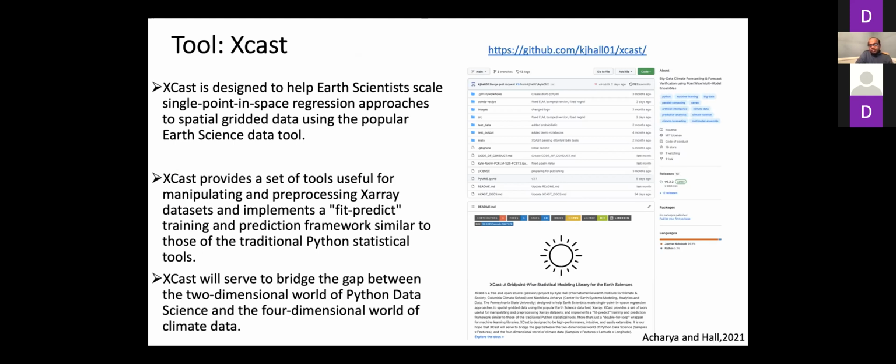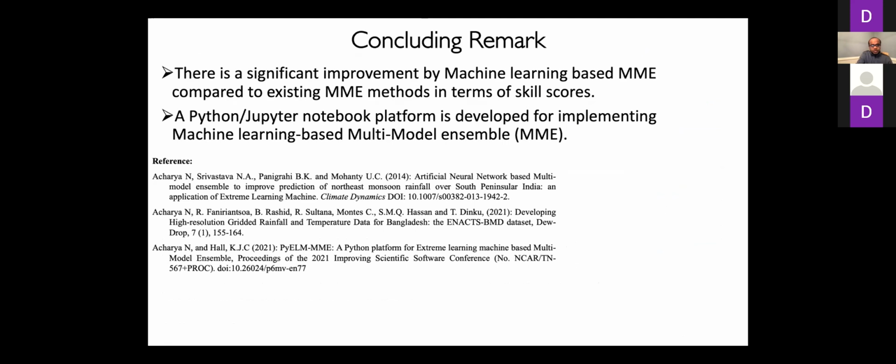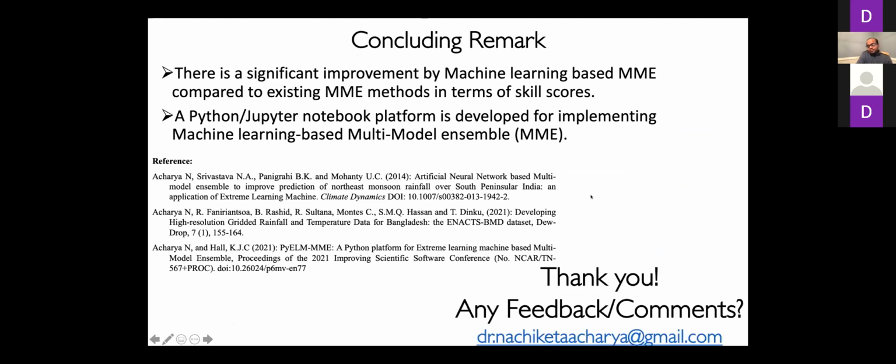So it's a very good tool, and I encourage anybody who has interest to look at this, and you can try with your own data set. It's not only for multimodal, you can also use it for different kinds of climate prediction. On that note, I conclude that yes, there is a significant improvement for the machine learning based multimodal. We have a Jupyter Python notebook so people can use it, and a couple of references to the past paper we published, and also the paper on the data set we describe here on the BMD. And on that note, I say thank you very much, and I am ready for any comments or feedback.